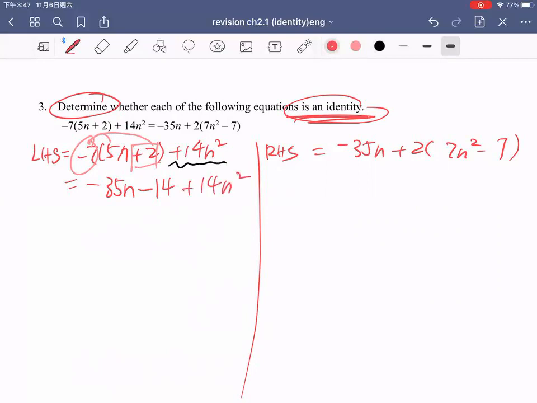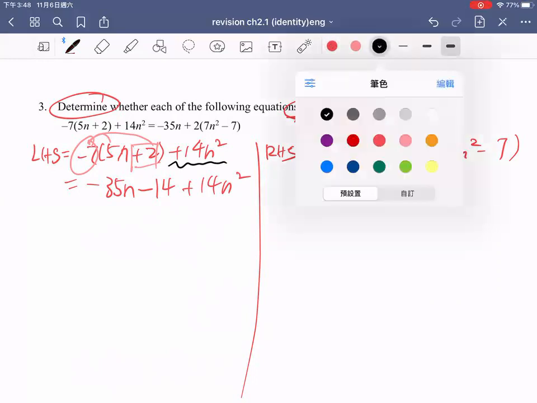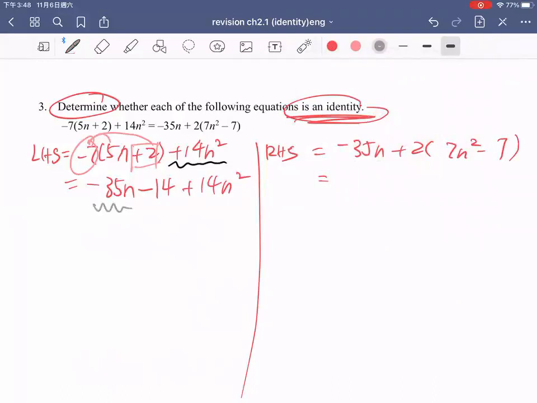Okay, on the right hand side, before you switch to the other side of the equation, check whether we have any similar terms, like terms. Okay, negative 35n, negative 14, positive 14n squared, they are not the same. They are not like terms, so we cannot combine them. Okay, after you confirm it, check it, then switch to the other side of the equation, which is the right hand side. Just copy again.